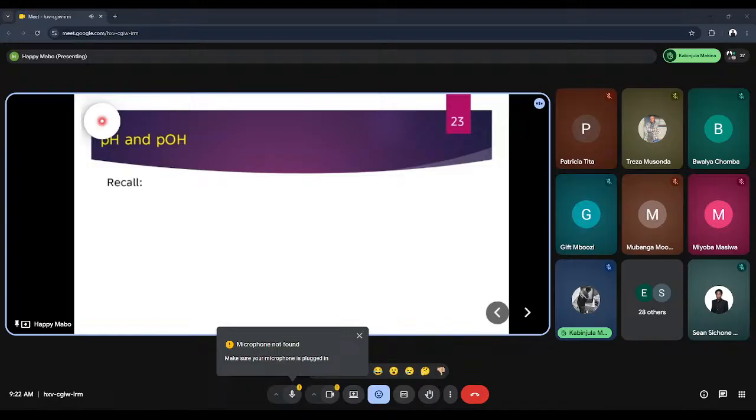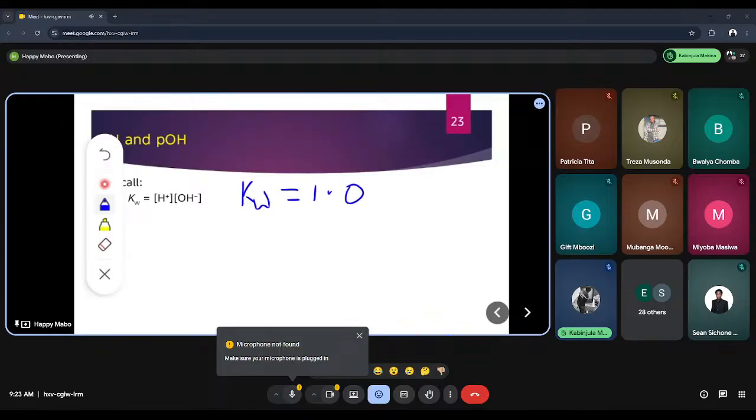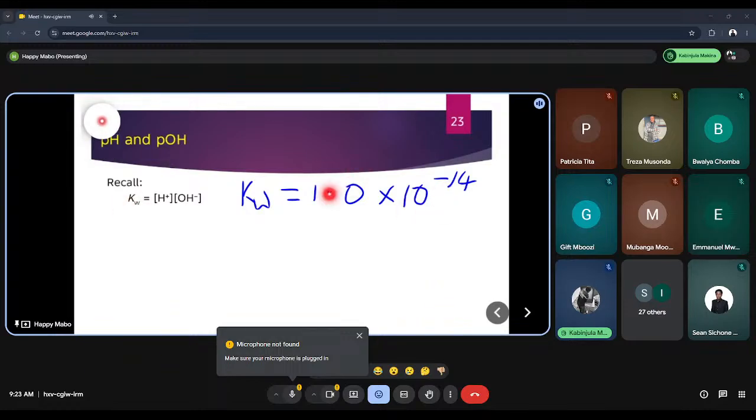The relationship between pH and pOH, you would recall that we had talked about this concept here. You remember the value for Kw? The value for Kw, which we gave as that times 10 to the power negative 14. This is what we had said. So this Kw is at this particular value here.